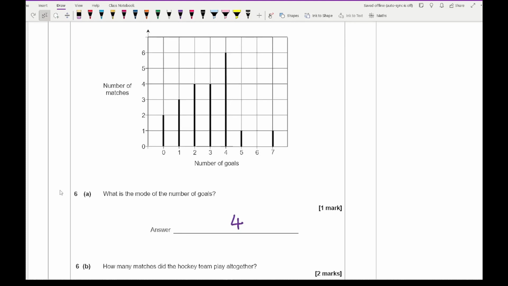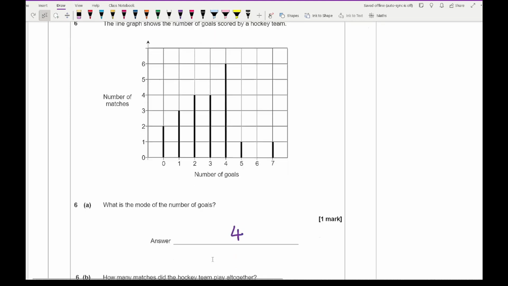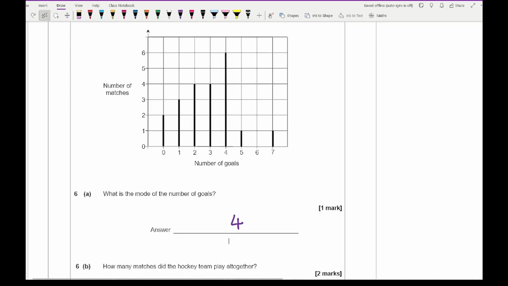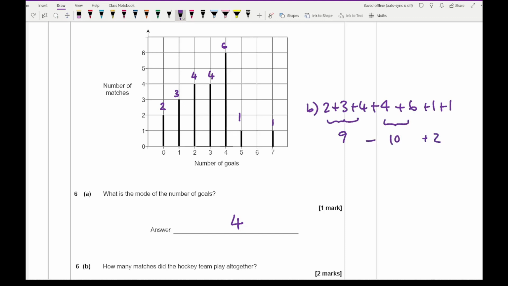It then says how many matches did the hockey team play altogether. So what we need to do is add up each of these. We've got 2, 3, 4, 4, 6, 1 and 1. If we add up all those numbers, for B we've got 2 plus 3 plus 4 plus 4 plus 6 plus 1 plus 1. So here we've got 9 plus 10 plus 2, which gives us an answer of 21.